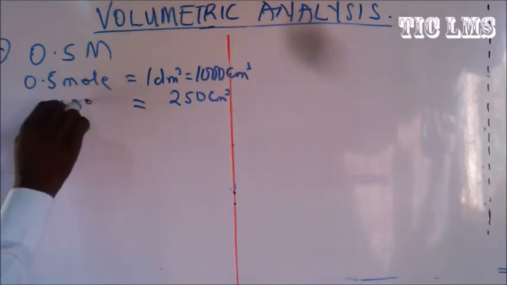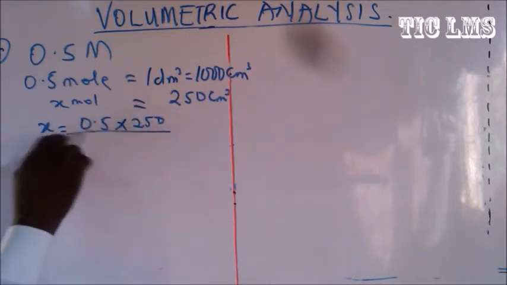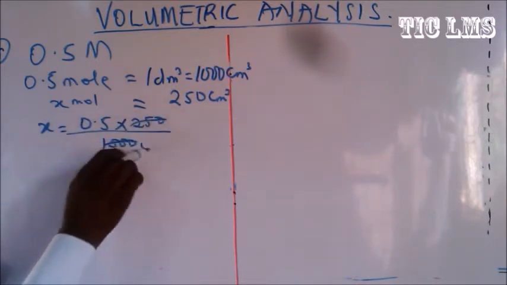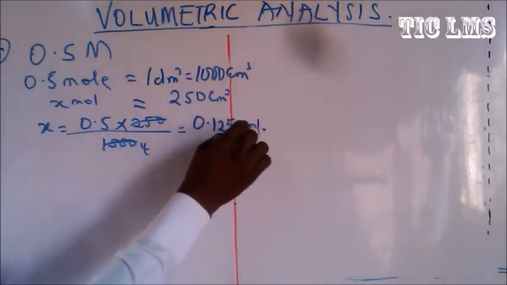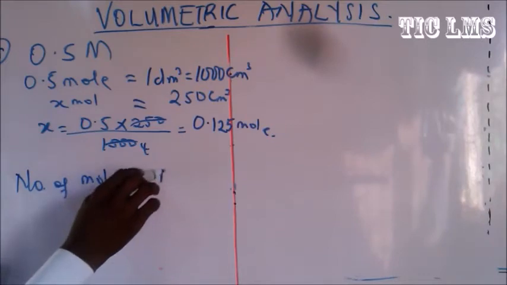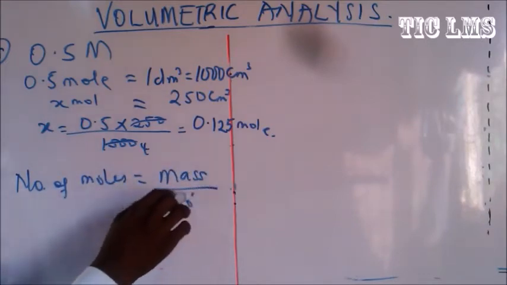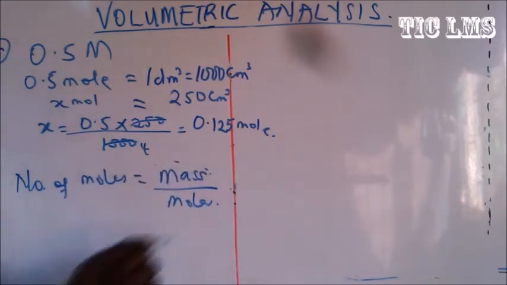But then let's take it up like this. So we have that x equal to 0.5 multiplied by 250 over 1000. Here we will have 0.125 mole. So that is what we have inside 250 cm cubed. Now we are to calculate the mass of the solutes present in this 0.125 mole. There's a formula that tells us about the mass present, which is number of moles equal to mass over the molar mass. So here is what we are looking for, the mass which is present in it.